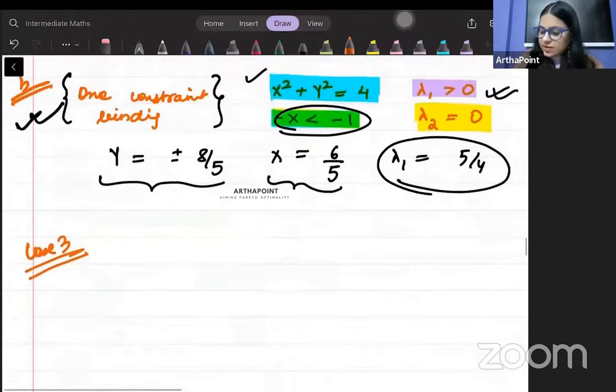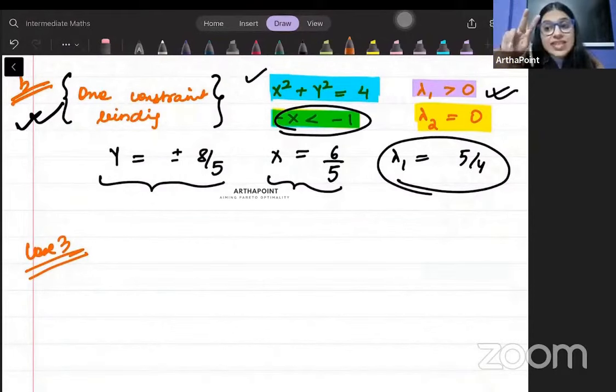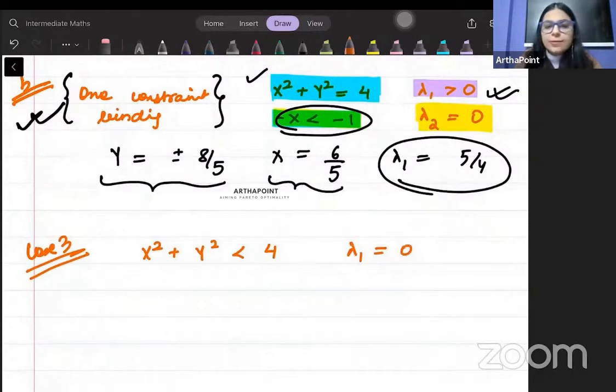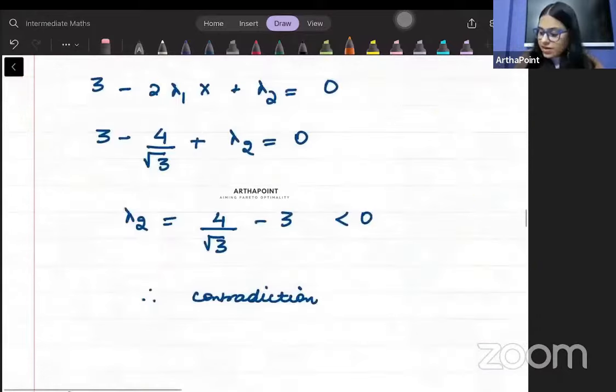Beta, case 3 will be when the first constraint is non-binding and the second constraint is binding. तो हमने लिया x square plus y square को less than 4, यानी कि lambda 1 equal to 0 हो गया. And second हमने लिया -x को binding और यानी कि lambda 2 जो है वो positive हो गया. ये मेरा next constraint conditions आ गई. You have to check all permutation and combination in exam. ठीक है बेटा. Now I am taking this case where lambda 1 is 0.